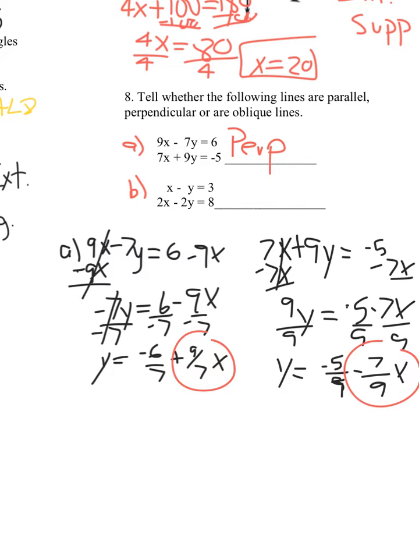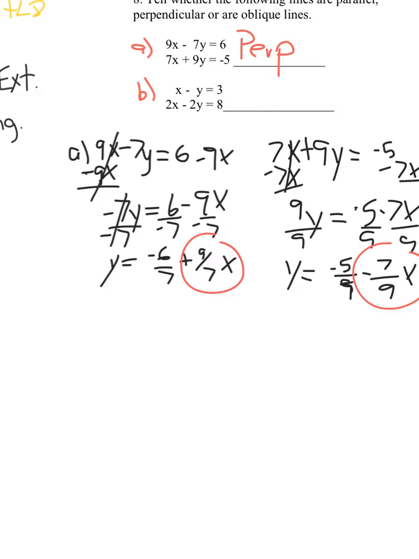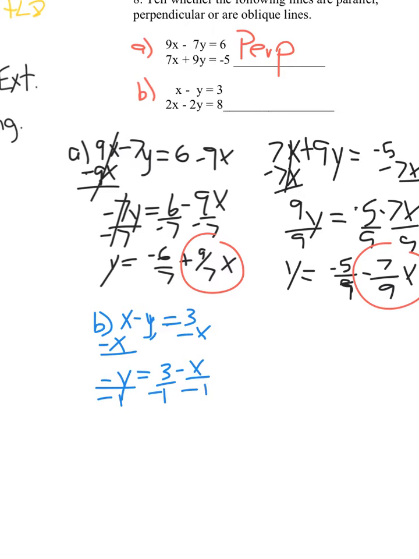Let's see if I have some room for B here. You have x minus y equals 3. And that's a little easier. Minus x, minus x. Negative y equals 3 minus x. Here you divide by a negative 1. And it really just changes the sign of everything. Negative 3 plus x.